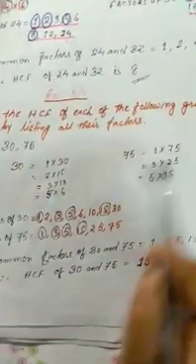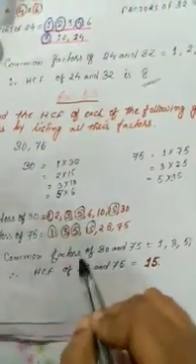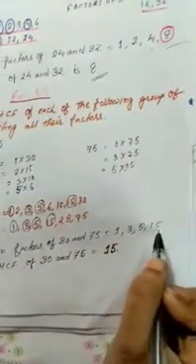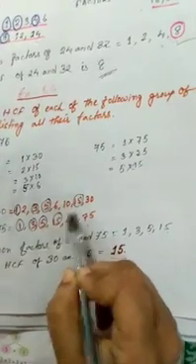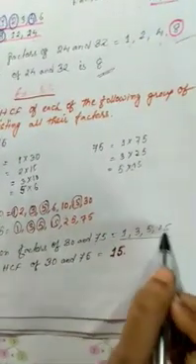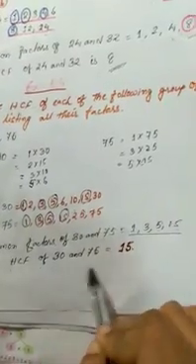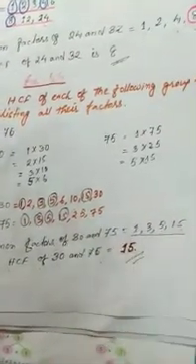So these are the factors. Now we can see the common factors of 30 and 75 will be 1, 3, 5 and 15. So which is the largest? Among these 4, 15 is the largest, therefore the HCF of 30 and 75 is 15.